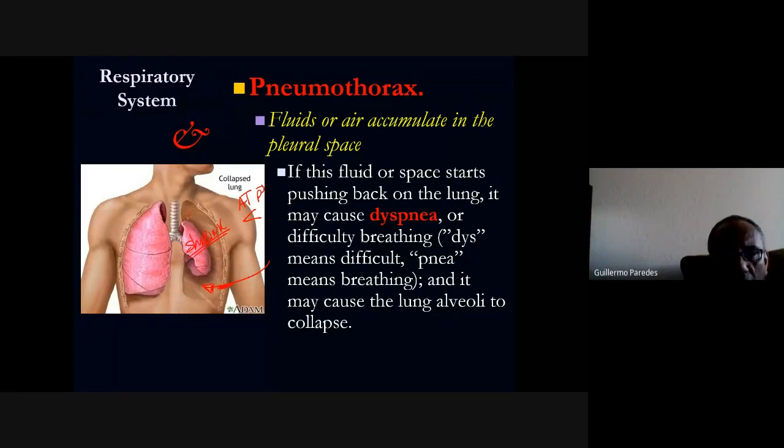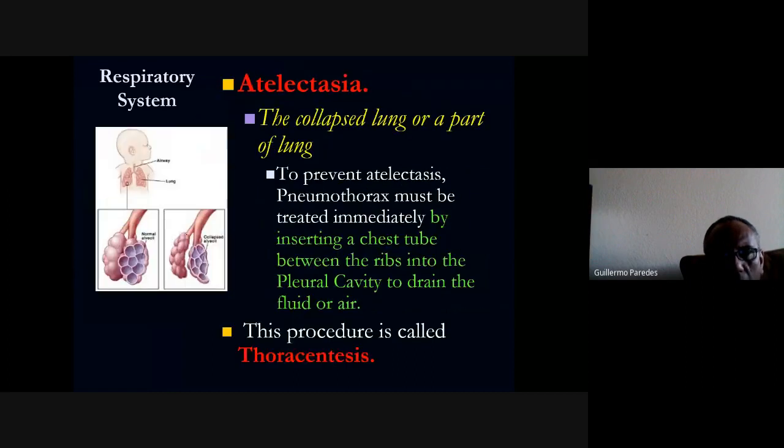This area you see here is full of air. That is called pneumothorax. Pneumo means air, thorax means thorax, so air in the thorax. Pneumothorax is the entry of air into the thoracic cavity, making the lung shrink and diminishing your ventilation and affecting your respiration or oxygenation. This is what we call a collapsed lung.